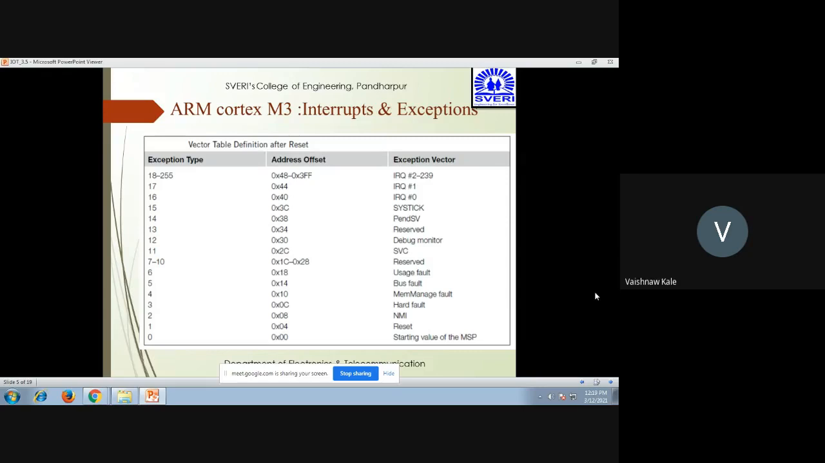These are the vector table definitions that are allotted after the reset option. The IRQ is from 2 to 239, IRQ 1, 0, having those address offsets. Then 0x3C is SysTick, 0x38 is PendSV, 0x34 reserved, then 0x30 debug monitor, 0x2C SVC, 0x1C to 0x28 reserved. And from 0x18 to 0x04, we'll be having usage fault, bus fault, memory management fault, hard fault, NMI, reset, and the starting value of MSP, that is at 0. So this is the vector table definitions that is used after reset.